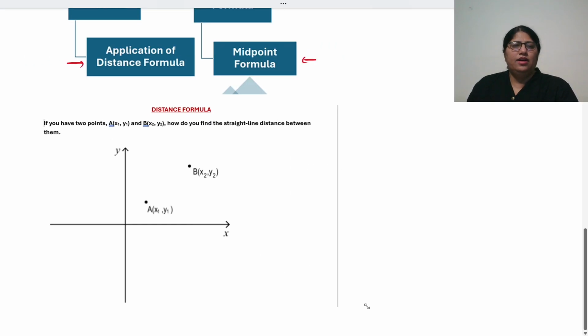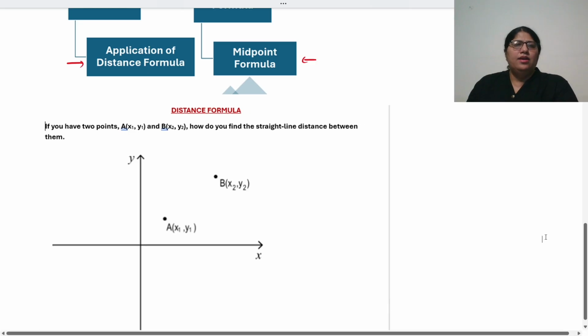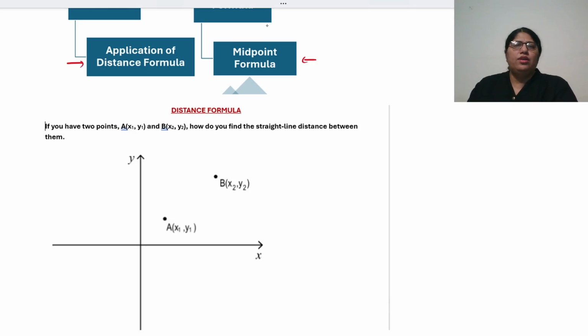You see here I have taken a Cartesian plane, and here we are going to derive the distance formula. How do you derive the distance formula? If I have point A, this is point A, and the coordinates of point A we have taken as (x1, y1). Similarly, here point B is there and its coordinates are (x2, y2). Now, I have to find the distance between these two points.